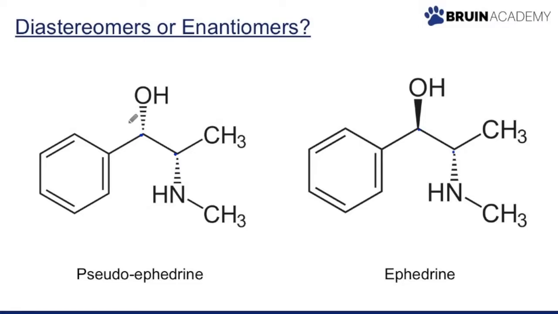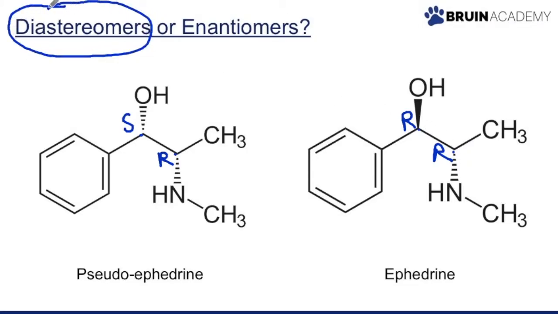The best way to tell is if you look at the absolute configurations of the chiral carbons. So here we have S and R on this and this. And here we have R and R. So as you can see, this is different, but this is the same. However, not all of the stereocenters are inverted. So that being the case, these are diastereomers. If they were enantiomers, you would find that this would be an R and an S. So everything would be inverted.